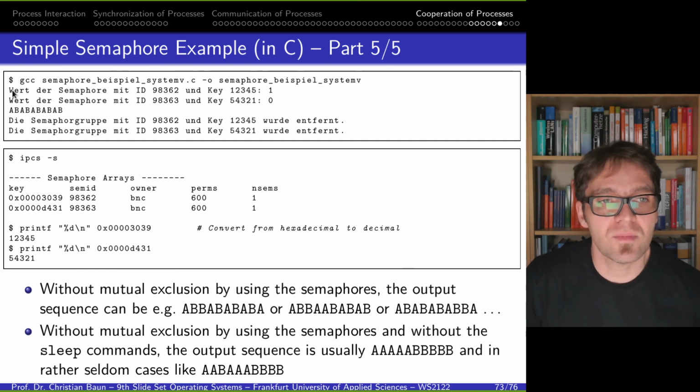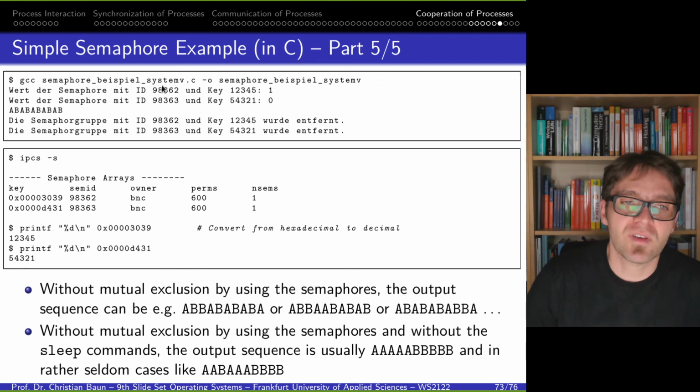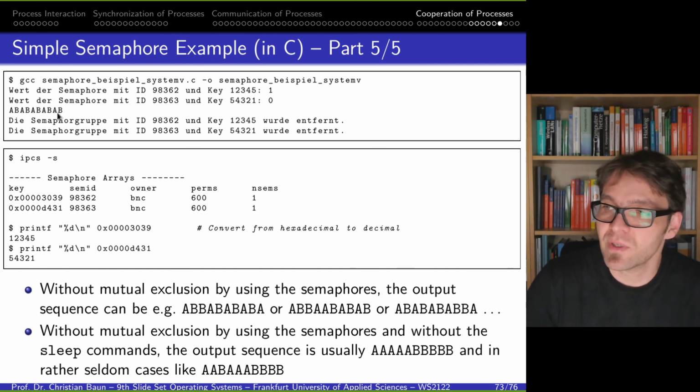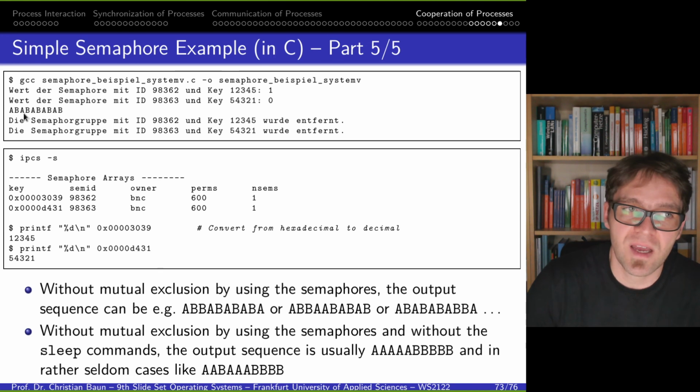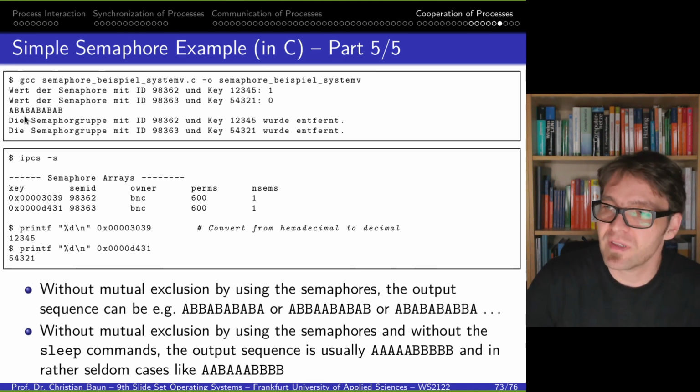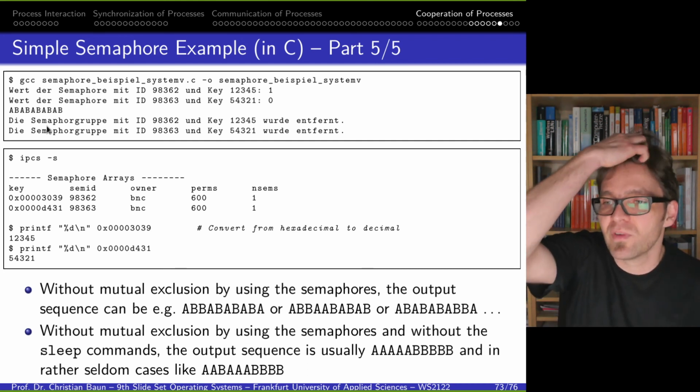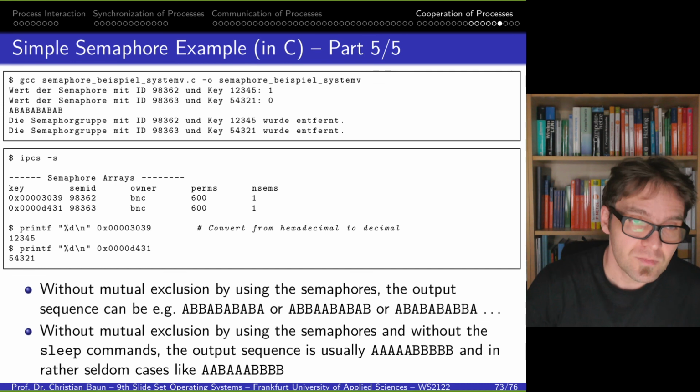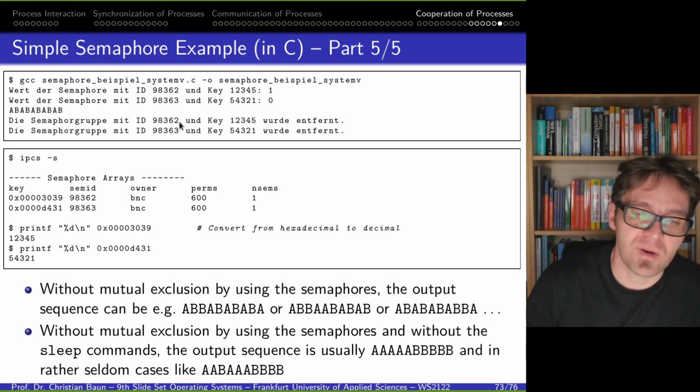So if we compile this with the GNU C compiler and execute it, we will get an output like this one here. We can see the semaphores are created, they get initial values. We get this string printed out here. It's these letters, one after the other, A, B, A, B, A, B. The first letter is specified by the initial values of the semaphores, and so we have no groups of A's or B's in a row. Finally, we get rid of our semaphores here.